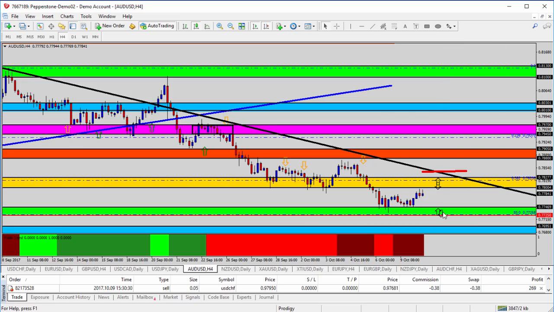The first potential target is the green zone if we decide to go short into the resistance, which I believe there's reasonable expectation for resistance there. And the only risk here is that it breaks back above the 78.30 level and starts moving higher for the Australian dollar today.